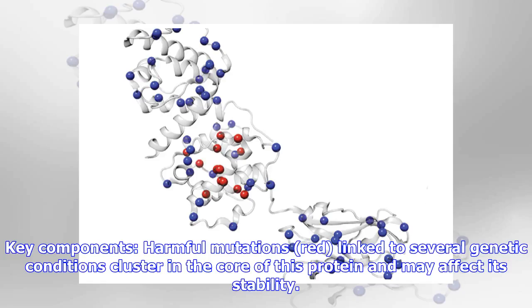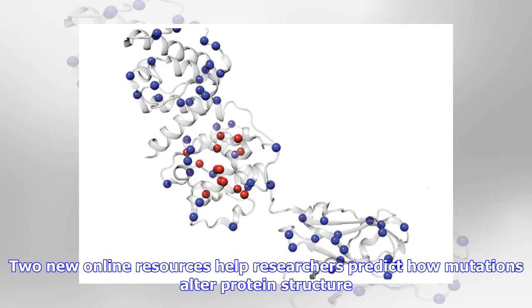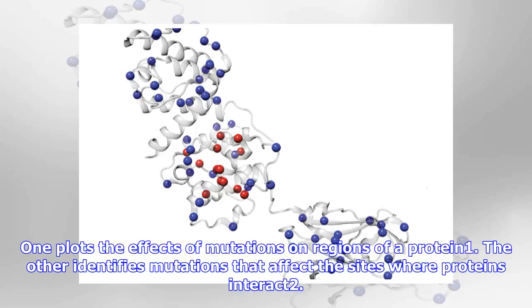Key components, harmful mutations, in red, linked to several genetic conditions cluster in the core of this protein and may affect its stability. Two new online resources help researchers predict how mutations alter protein structure. One plots the effects of mutations on regions of a protein. The other identifies mutations that affect the sites where proteins interact.